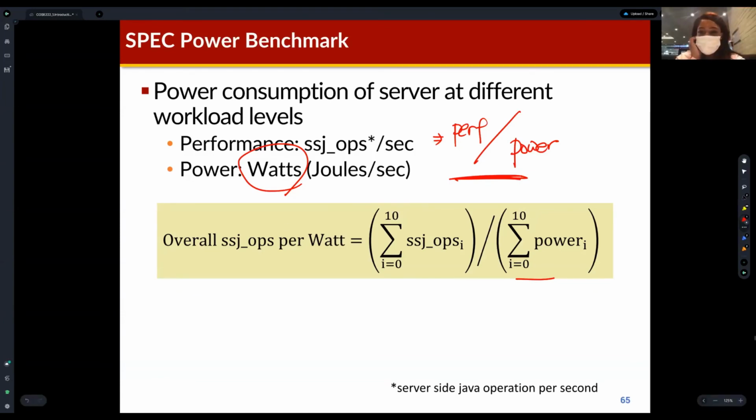Is the class on Wednesday going to be in person? Yeah, it will be an in-person lecture. The in-person lecture will be provided.